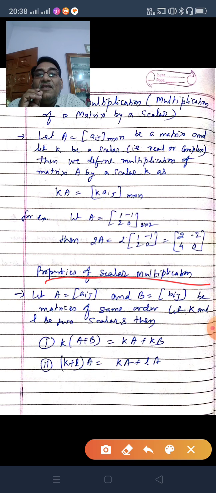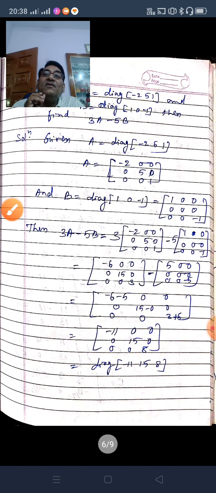Properties of scalar multiplication: let A equal Aij and B equal Bij be matrices of the same order, and let K and L be two scalars. Then, first, K into (A plus B) is equal to KA plus KB. And the second property is, suppose two scalars and one matrix, (K plus L) into A is equal to KA plus LA. This is the type of scalar multiplication.